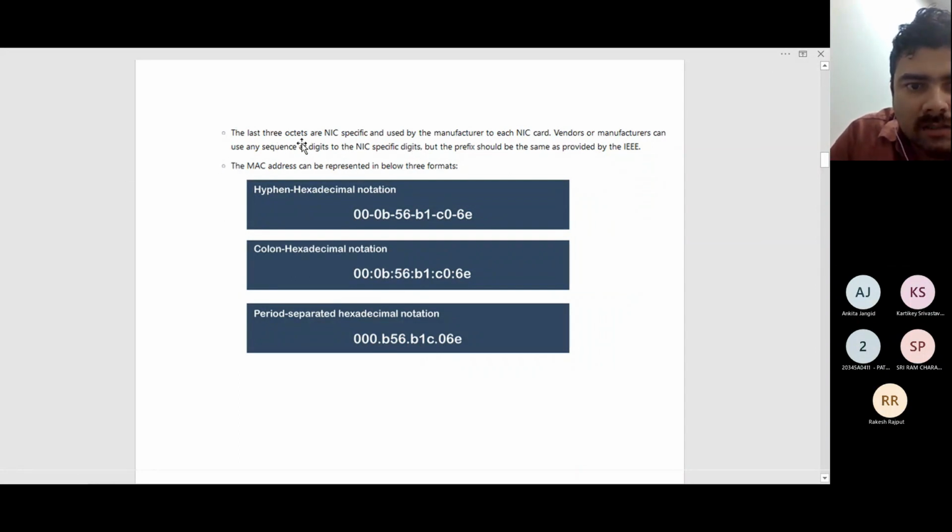Again, the last three octets are NIC specific and used by the manufacturer for each NIC card. Vendors or manufacturers can use any sequence of digits for the NIC-specific digits, but the prefix should be the same as provided by the IEEE.